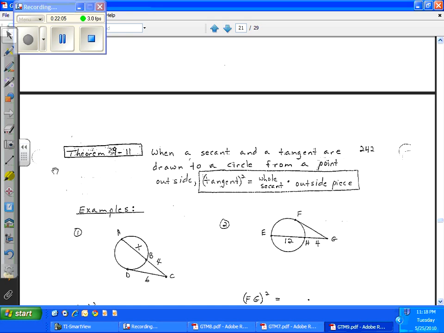What about two tangents? How come we didn't put that on this list? Well, we already learned that. We called that the snow cone effect, right? Tangents to a circle from a point outside are equal. There you go.